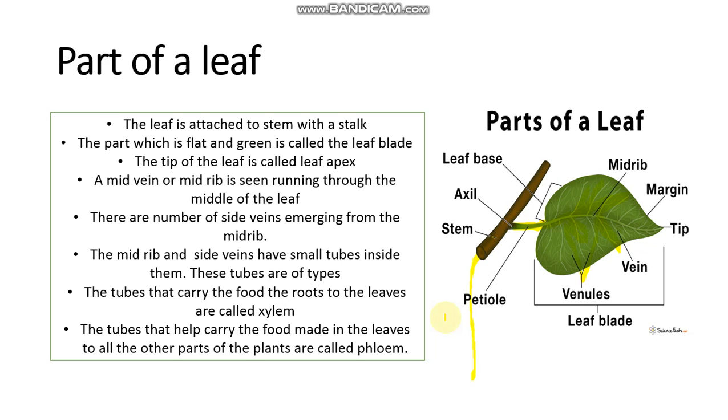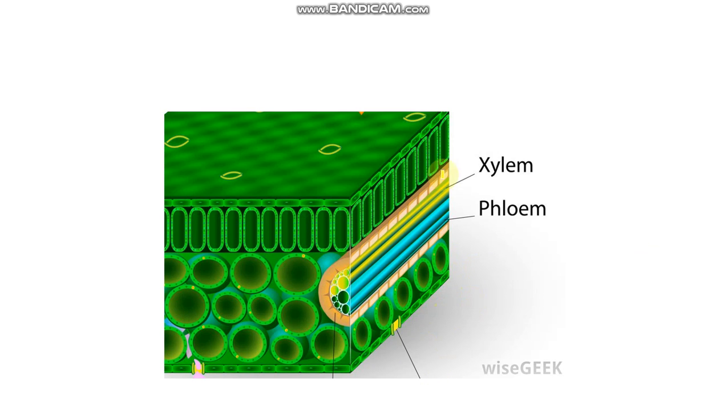Correct. Now, see, student. Here, this part we represent as xylem. The food from the root to the leaves is carried by xylem, so it passes from the root. The phloem passes through all the parts of the plant.